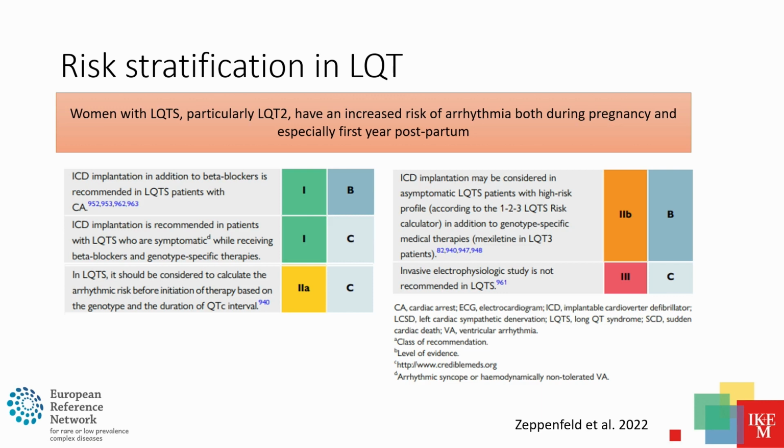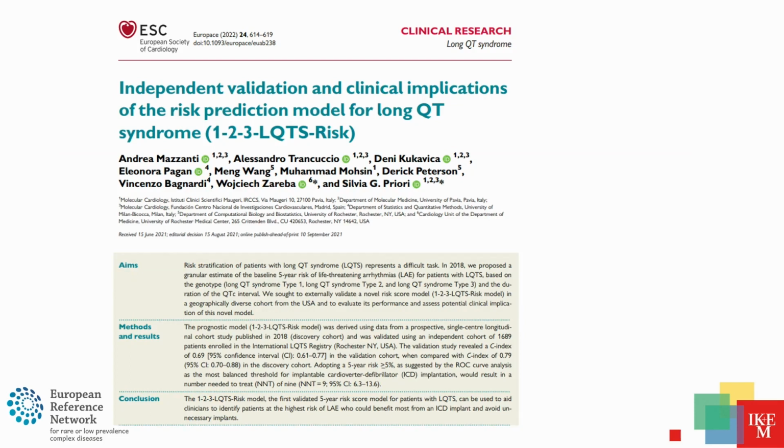Otherwise, recently, a group in Italy developed a risk score similar to the risk scores in ARVC or HCM, especially for genotyped patients with the first, second, and third type of long QT, where we may calculate the higher risk and think about the ICD. This risk stratification model was published in 2020 and is based on the prospective observation of over 1,000 genotyped patients with a definite diagnosis of LQT.